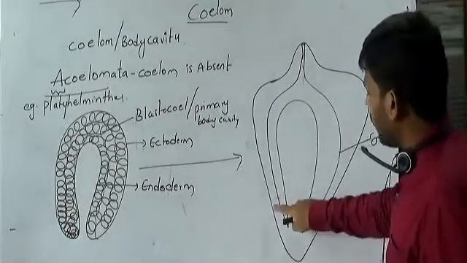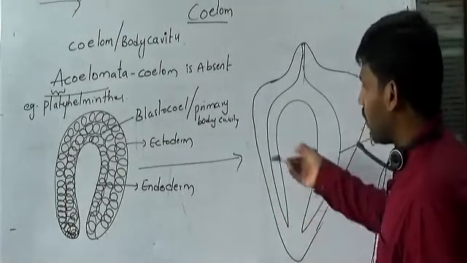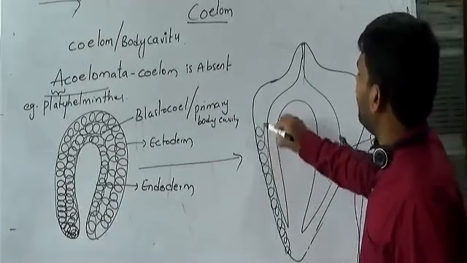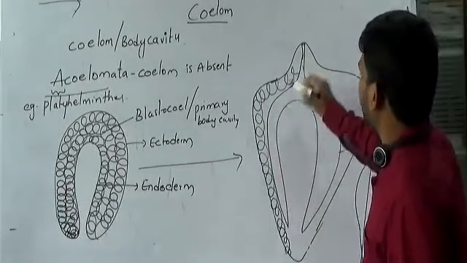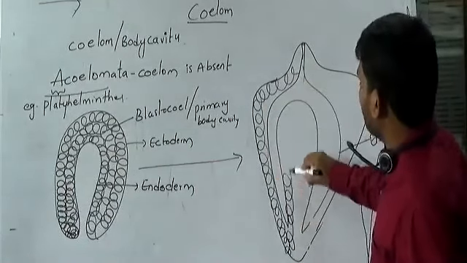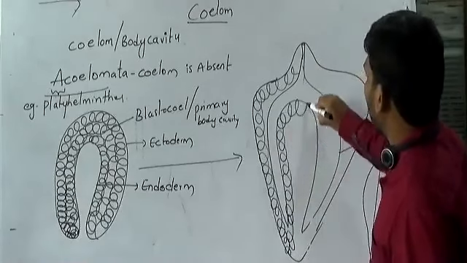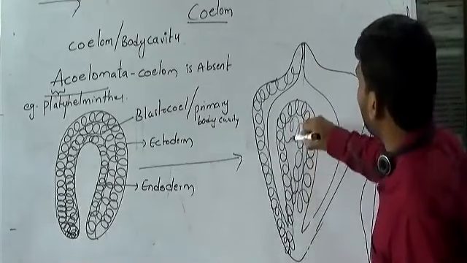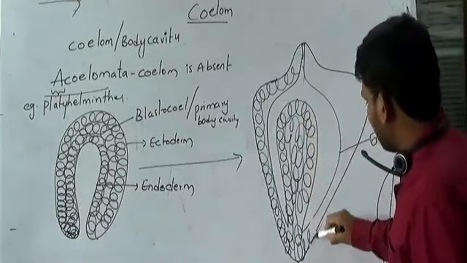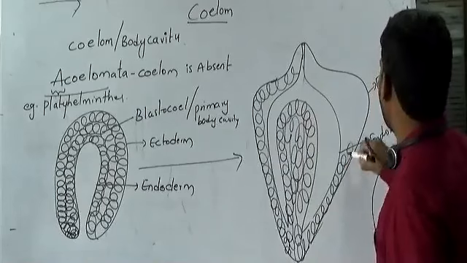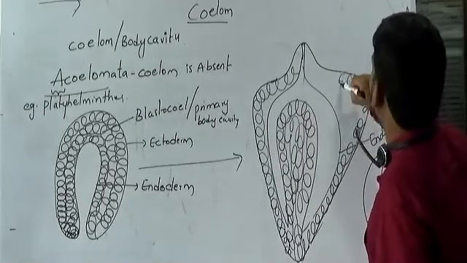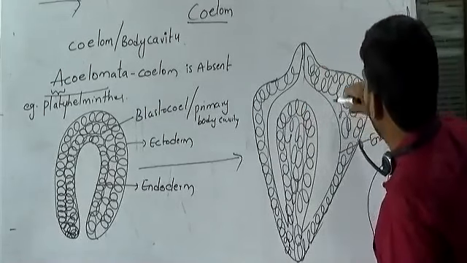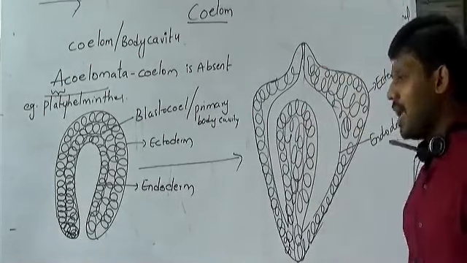So the space between the ectoderm and endoderm is filled with what? Mesenchyme or parenchyme. See here, there is no space. And here, the alimentary canal, whatever is present, is embedded. It has got fixed in the mesenchyme or parenchyme. So there is no kind of flexibility for the alimentary canal, right?